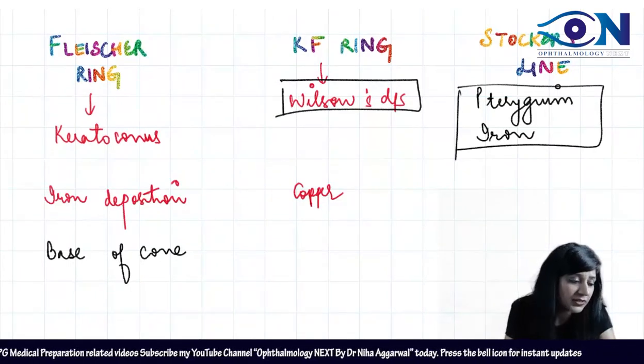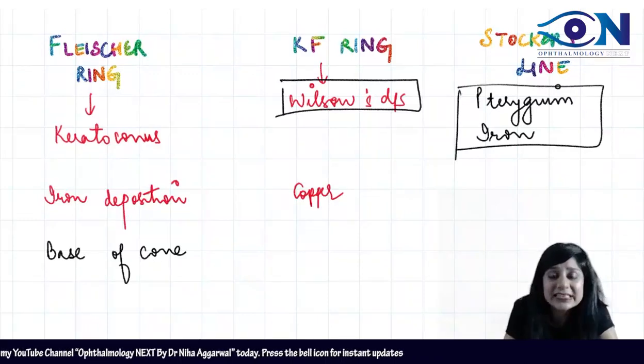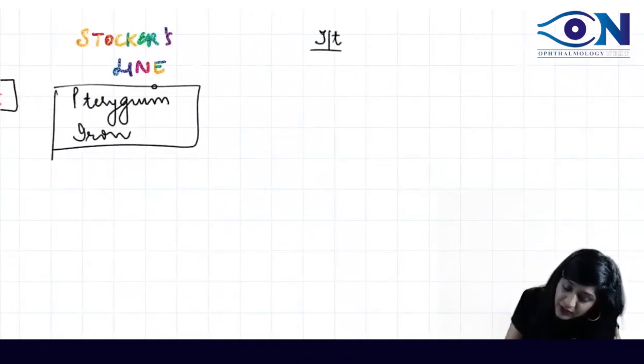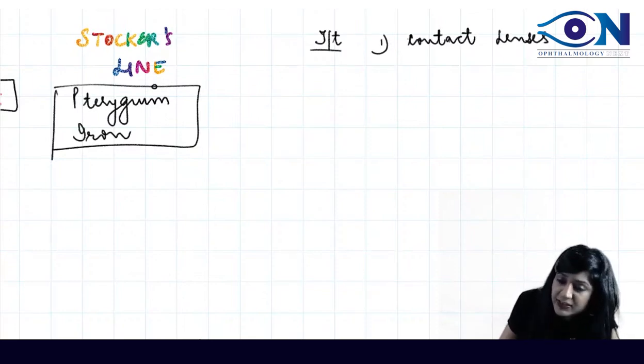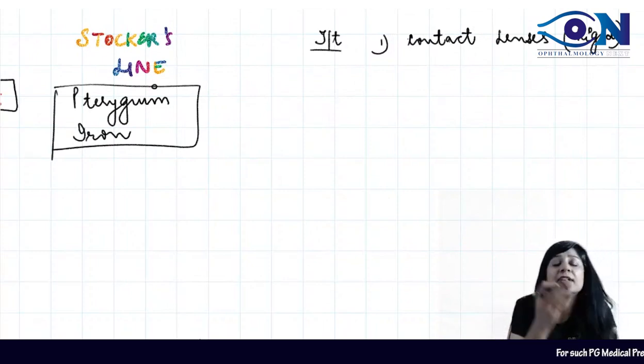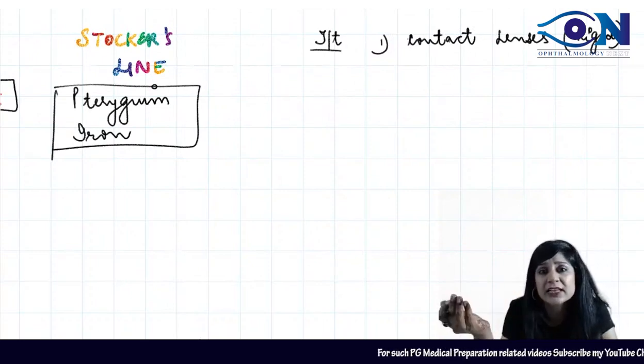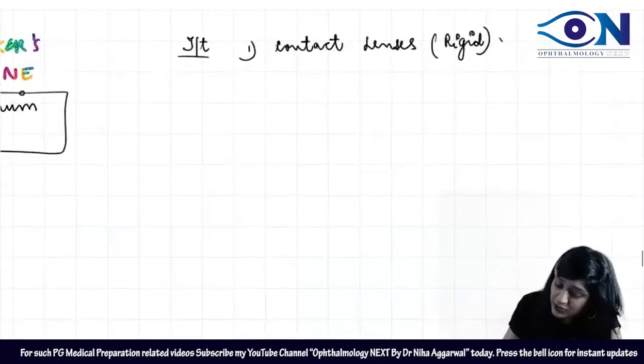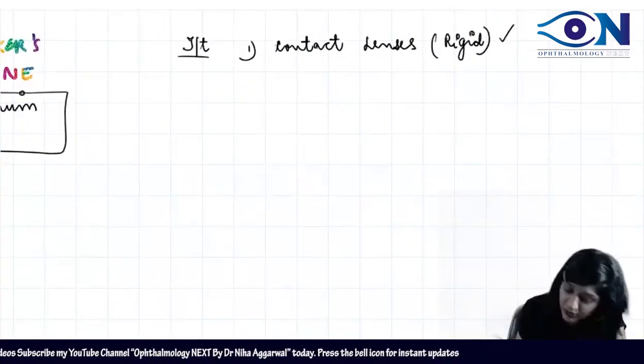So treatment. How can we treat keratoconus? In treatment we can give contact lenses. Which type of contact lenses? You know, we have hard contact lenses, soft contact lenses, and in between we have semi-soft or rigid. So it is usually the rigid contact lenses which are the treatment of choice.